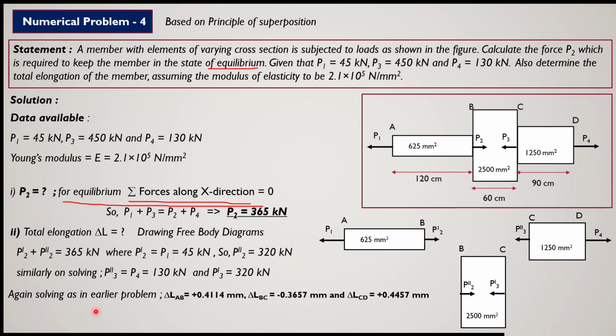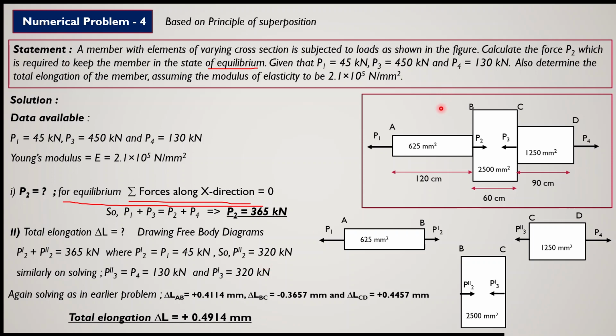Again solving, just like in the earlier problem we have solved. Now, delta L_AB is the extension or compression, but this member is under tension, so it will be positive. By using the formula from the previous problems, delta L_AB is worked out to be plus 0.4114, where plus is for extension. Delta L_BC is under compression, so that's why we have taken it as negative. And delta L_CD, because it is again under tension, is 0.4457. So summing up all these, you will get the total elongation of this member, which is subjected to this type of forces, a number of forces and varying cross section.